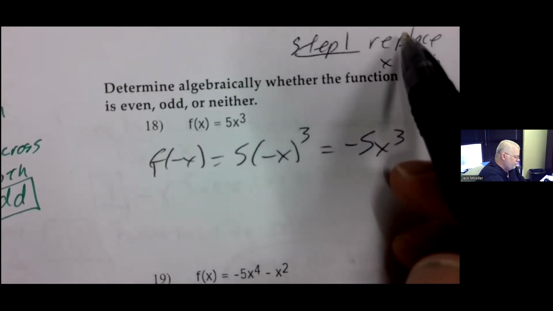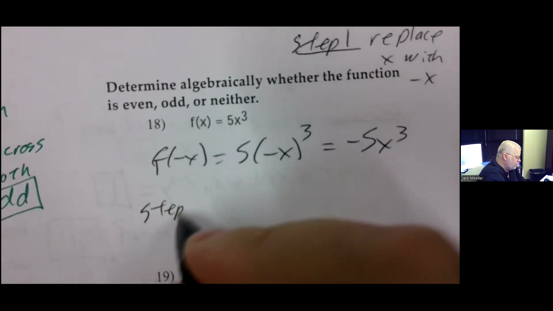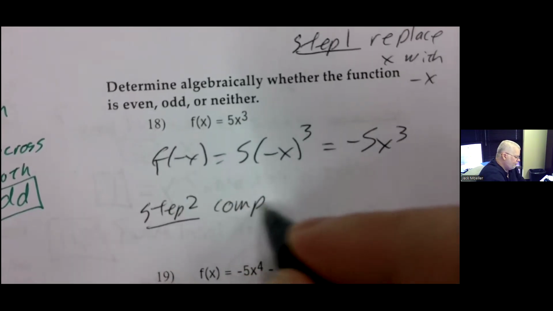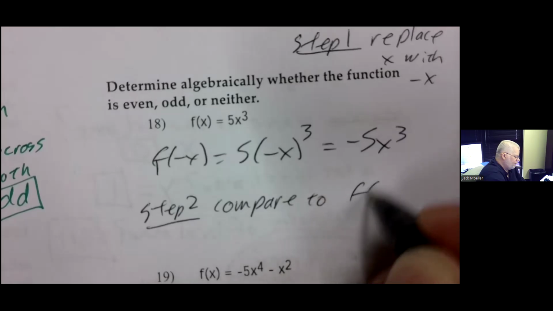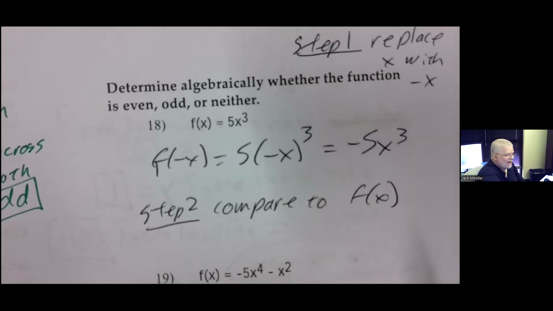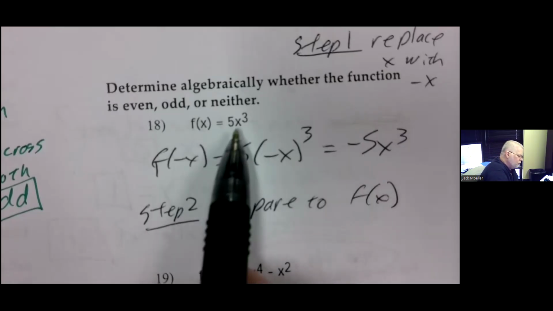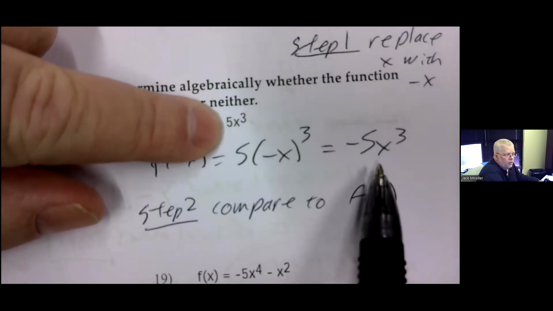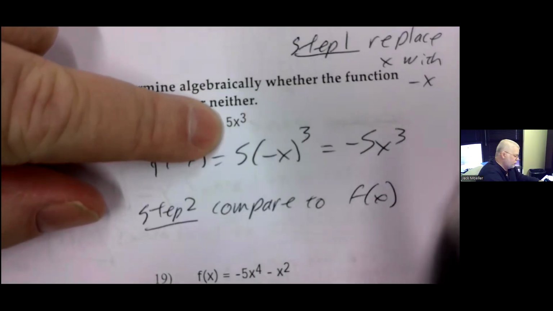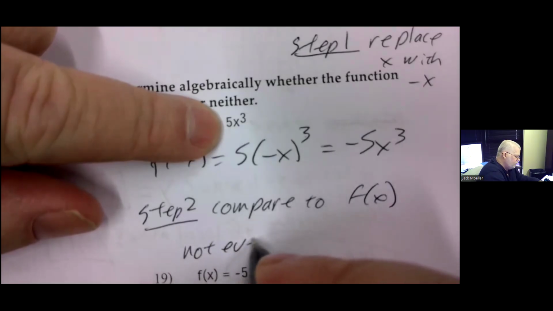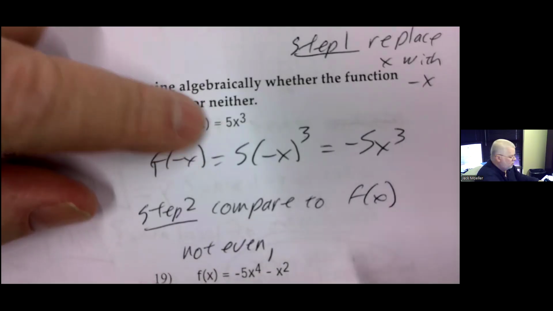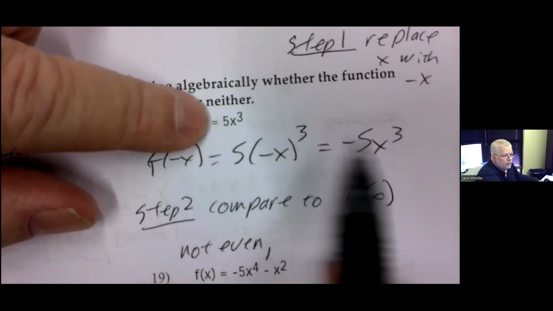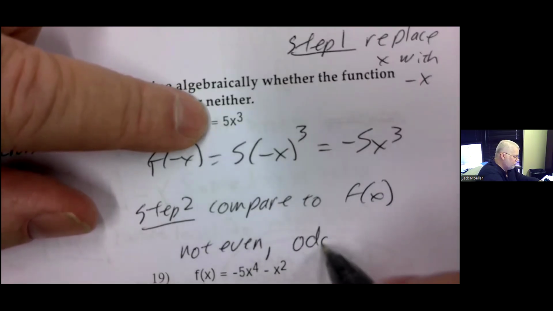All right, so that's step one. Step two, now we compare it to the original. If it's exactly the same as we started, it's even. If all the signs are changed, it's odd. If it's anywhere in between, it's neither. So is it the same as what we started with? No, because we had positive 5x cubed, now we have negative 5x cubed, so it's not even. Is it the exact opposite? Well, we started with a positive 5x cubed, now we have negative, so this is odd.